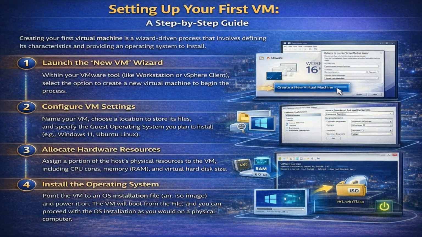Your first VM. Launch the New VM Wizard: open VMware Workstation or vSphere client, and choose the option to create a new virtual machine. Configure VM settings: provide a name, select storage location, and choose the guest operating system. Allocate resources: assign CPU, memory (RAM), and virtual disk space from the host system. Install OS: attach the OS ISO file, power on the VM, and complete the operating system installation.